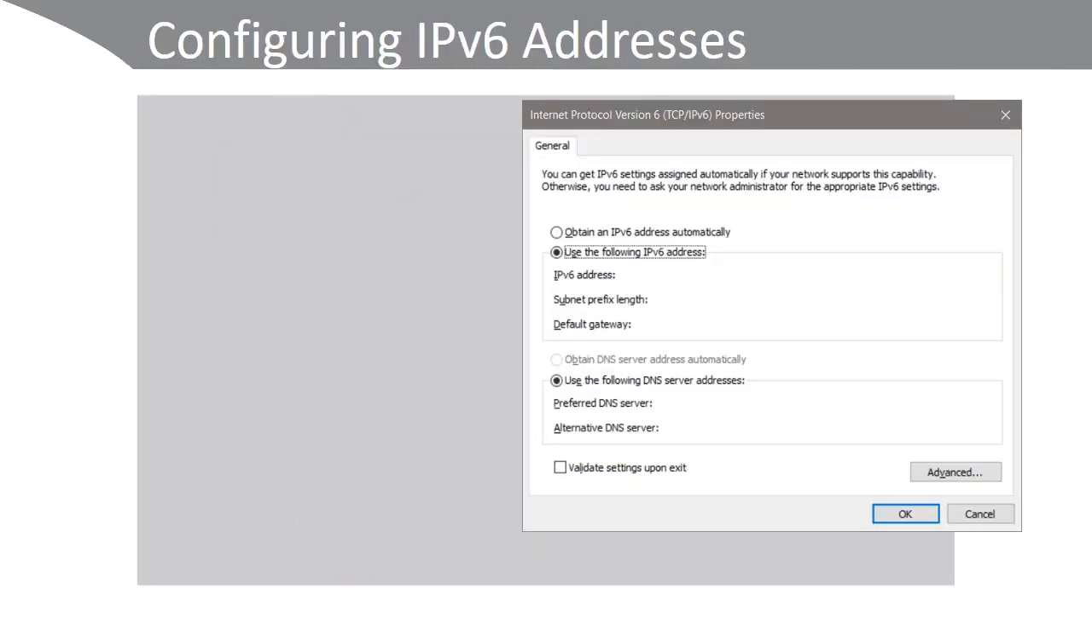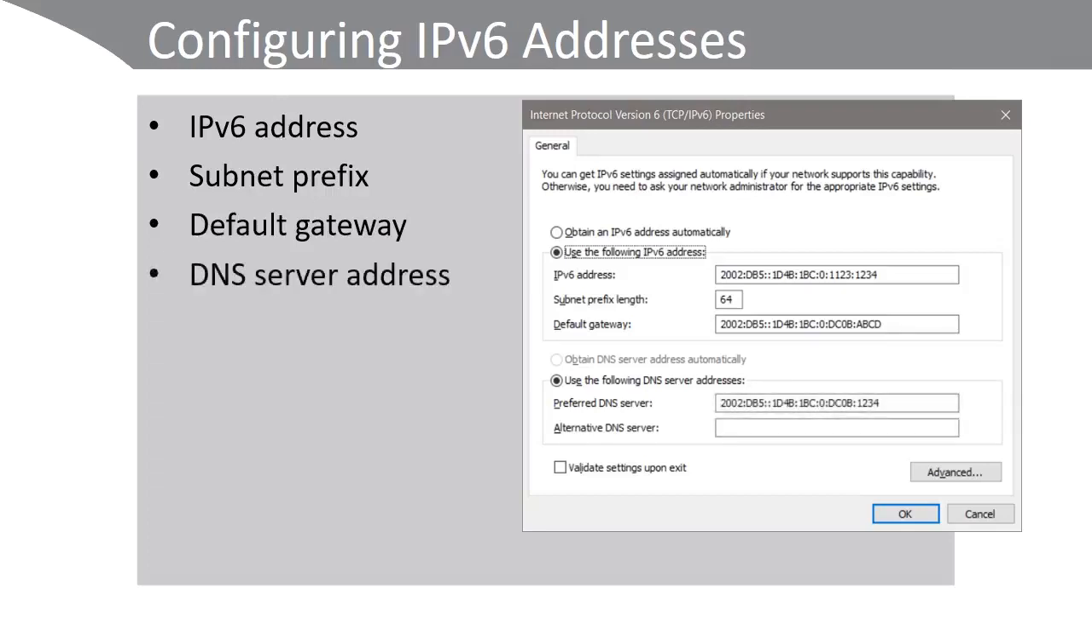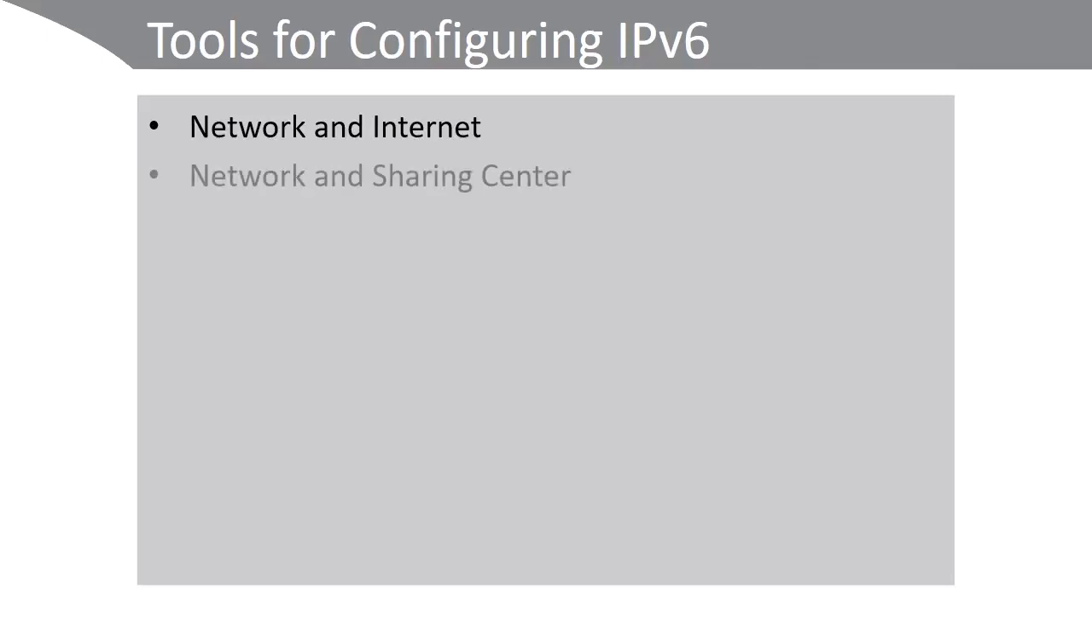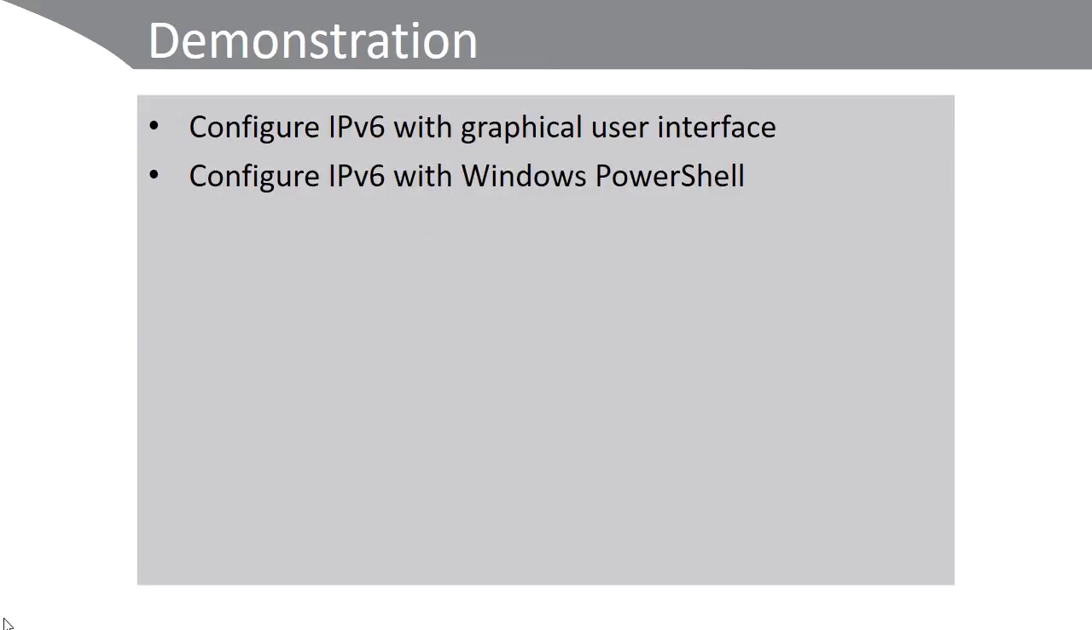To manually configure an address, it's very similar to configuring IPv4. You enter an IPv6 address, you enter a subnet prefix length, you can also enter a default gateway for routing purposes, and one or more preferred DNS servers. As with IPv4, the tools are pretty much the same. You can use Network and Internet settings, Network and Sharing Center, the Network Setup Wizard, Windows PowerShell cmdlets, and the netsh command line tool. So let's take a look at how to configure IPv6 using the graphical user interface and how to configure IPv6 using Windows PowerShell cmdlets.